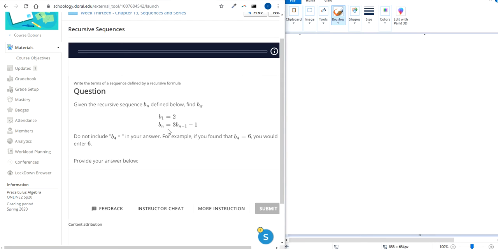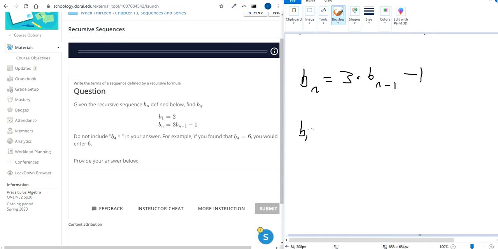Define b sub 4. Oh, we're already given the recursive sequence. They've already made it. So what this says, b sub n equals 3 times the previous term. That's what that n minus 1 means. So if you want to find the fourth term, then 4 minus 1, you take the third term and multiply it by 3 and then subtract 1.